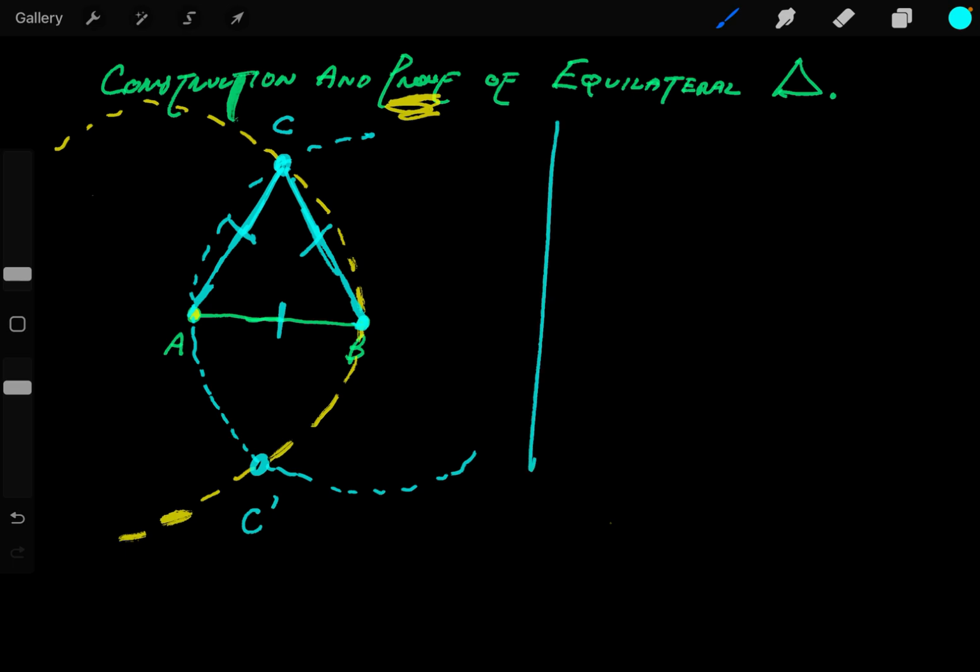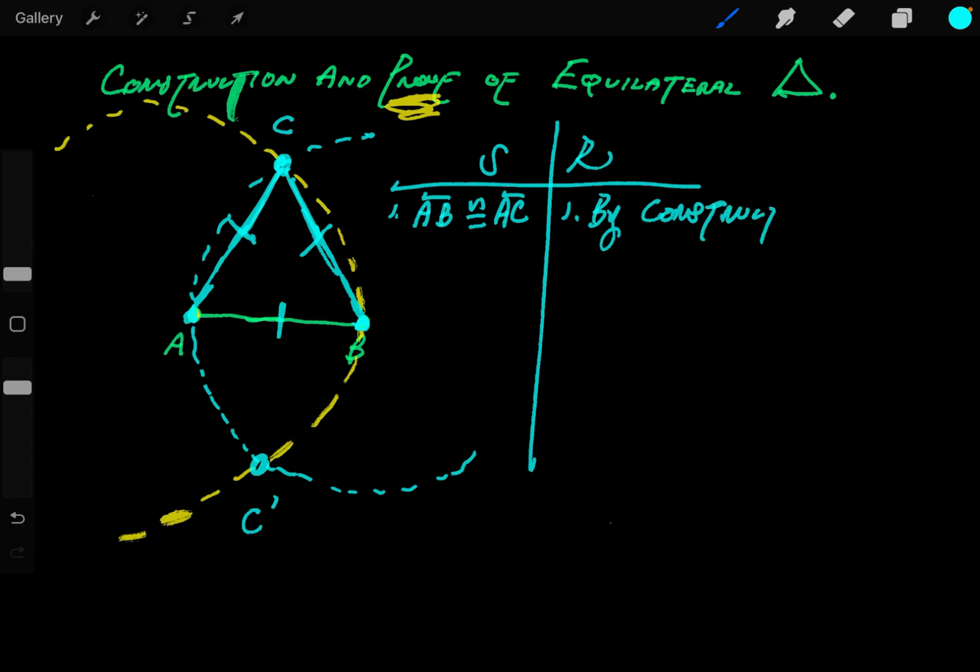Let's see if we could write a statements and reasons proof and see if this makes any sense. So, step 1: you want to start writing what's given by your construction. It should be clear to you that the distance from A to C is the distance from A to B. So I'm going to say AB is congruent to AC. And we're going to say by our construction. We're going to list a whole bunch of things by our construction. It's just evident when we say by our construction.